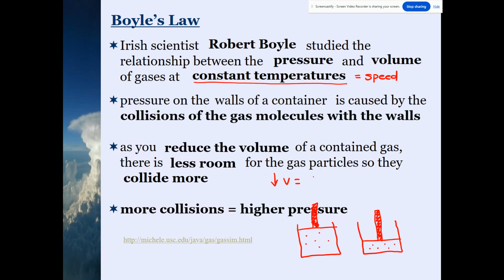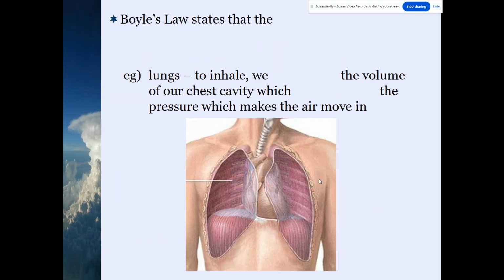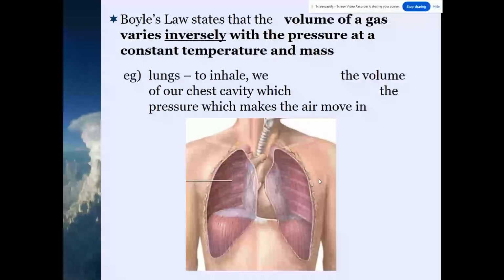So as you decrease the volume, there is an increase in pressure. This relationship where one goes down and the other goes up is known as an inverse relationship. So Boyle's law states that the volume of a gas varies inversely with the pressure at a constant temperature and constant mass or amount.